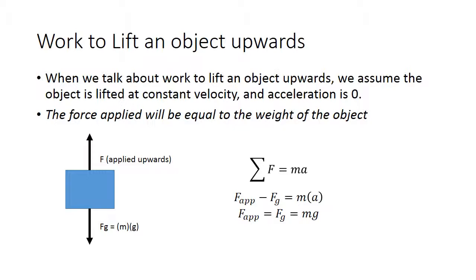If the acceleration is 0, we can say sigma F equals ma. From here we can do sigma F equals m times 0 for the acceleration. Then once we move the force of gravity over, we can add it to both sides. We see that the force applied is equal to the force of gravity, which is equal to mg. So to move an object upwards at constant velocity, that force applied will be equal to mg, or the force of gravity.